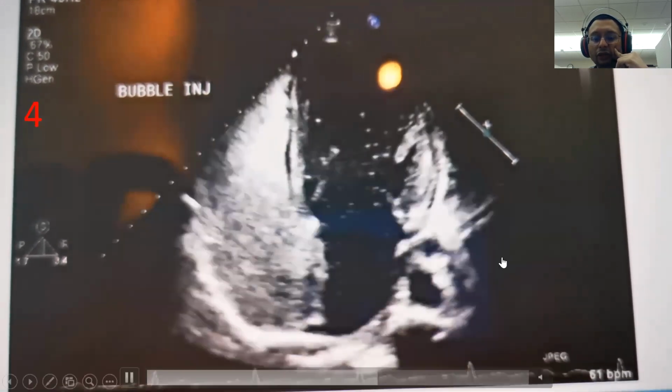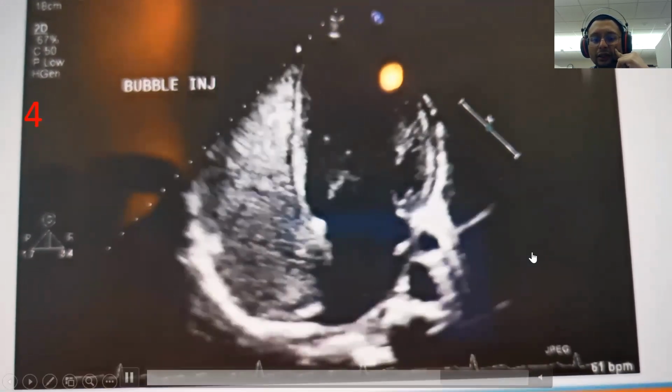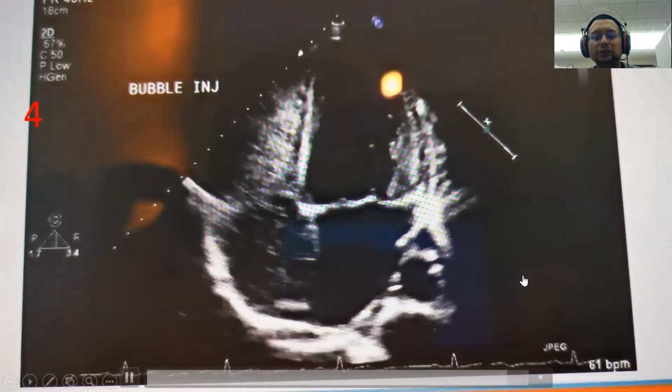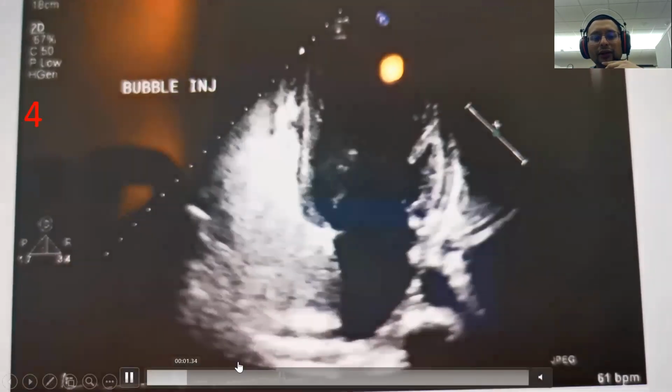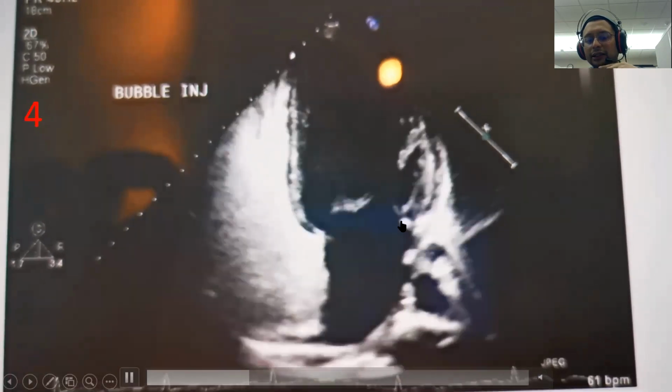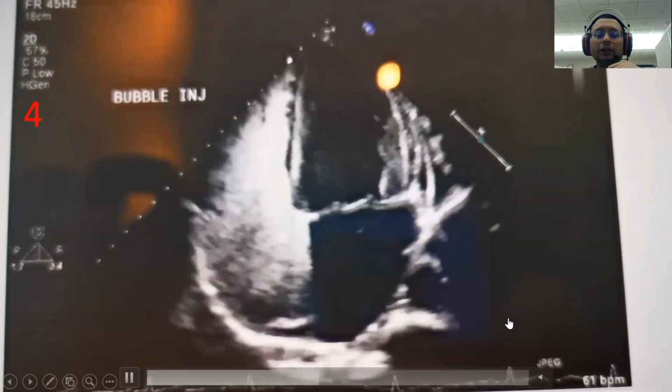Persistent left SVC, where you give on the left vein and it goes into the coronary sinus. Not unroofed. Think first before you say, okay? You can see that the CS is not dilated, right?